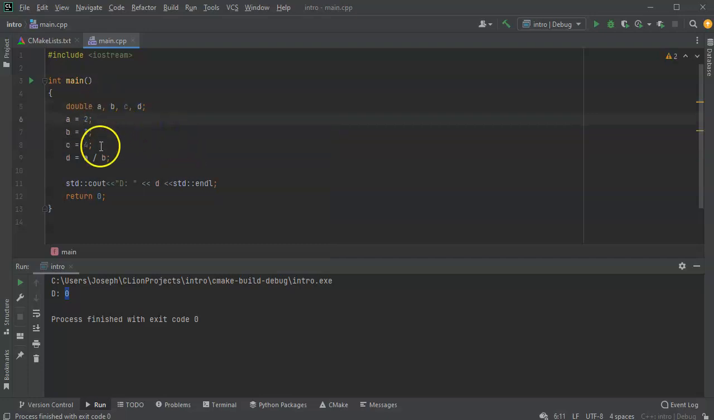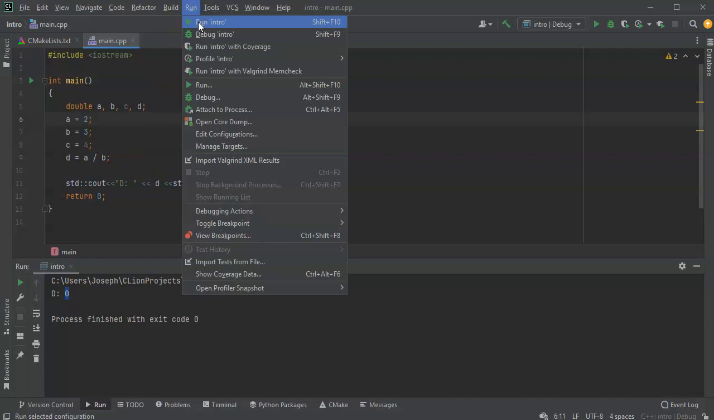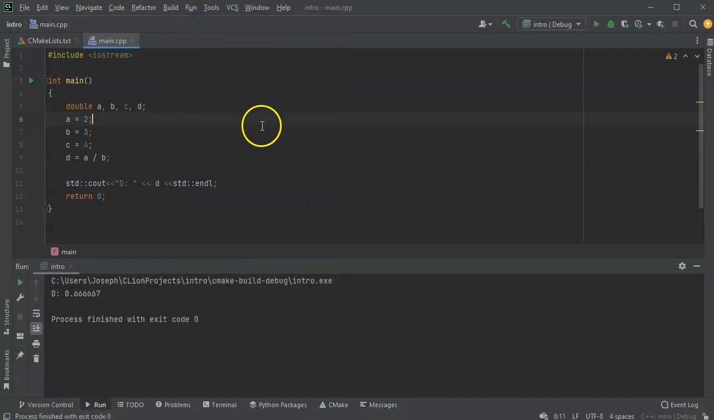All right, now these are all doubles. If I do the same exact calculation, a divided by b, and run it, this time, because it's a double, it stores values in decimal. So instead of being 2/3, it does 0.666667, and then you have that number there.